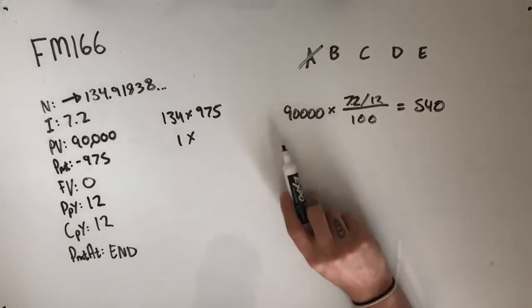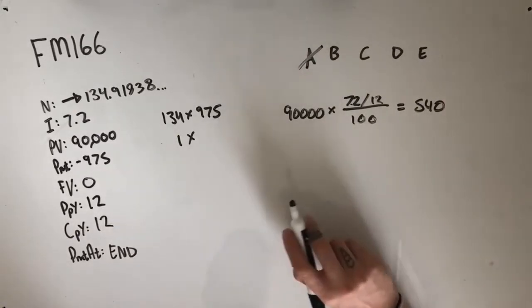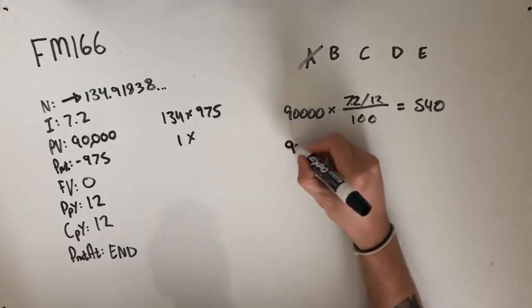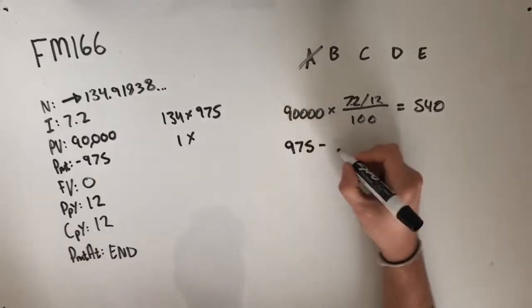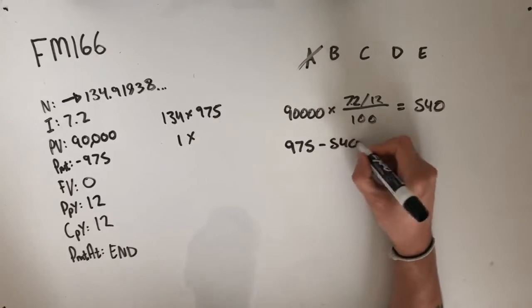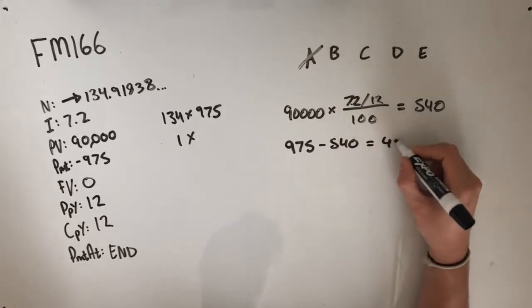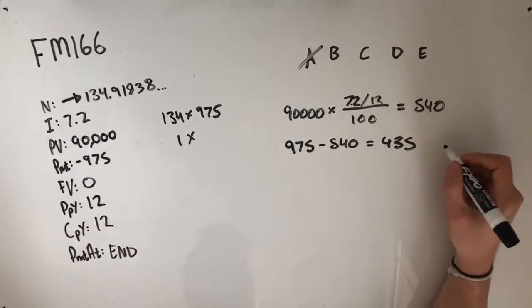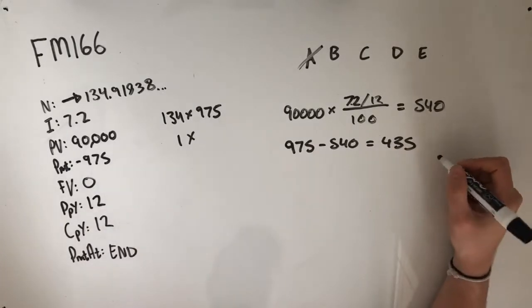So on our first payment, we're going to owe $540 of that to interest, which means if we're making payments of $975 and we subtract $540 for interest, $435 of those dollars is actually going towards reducing the principal, or reducing the value of the loan.